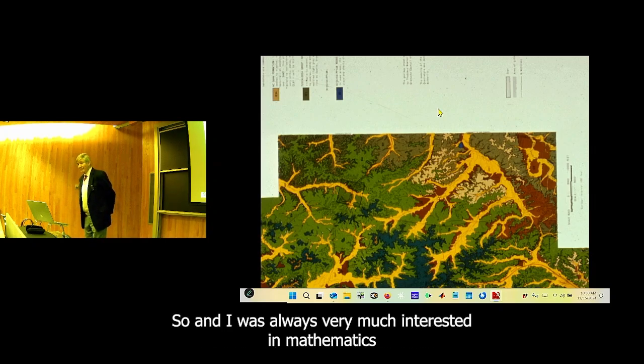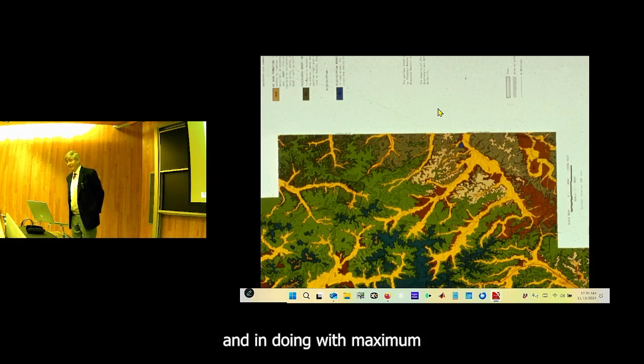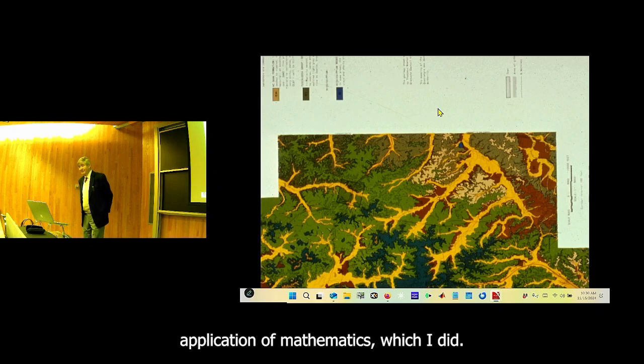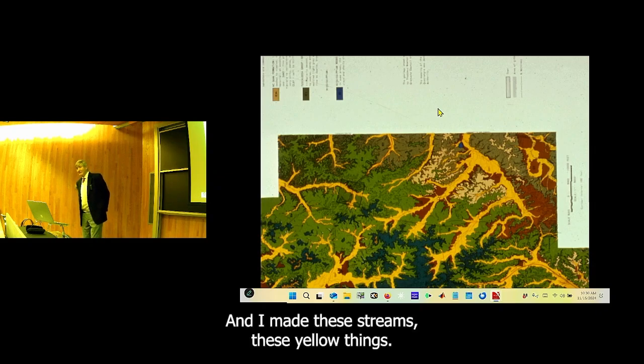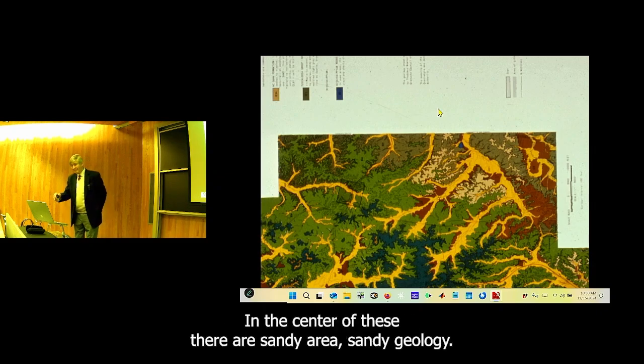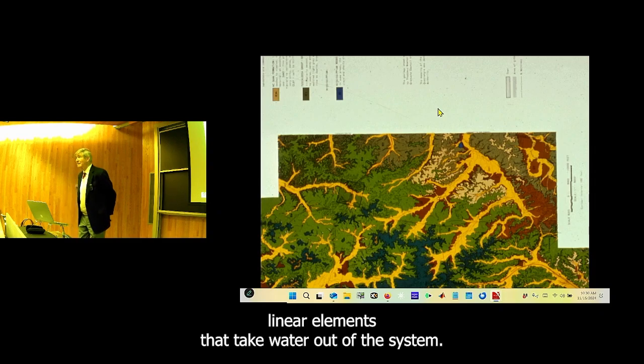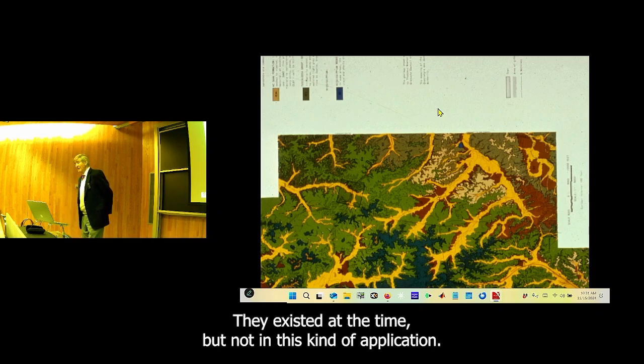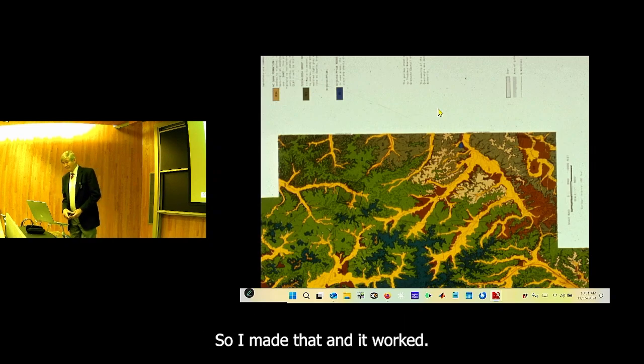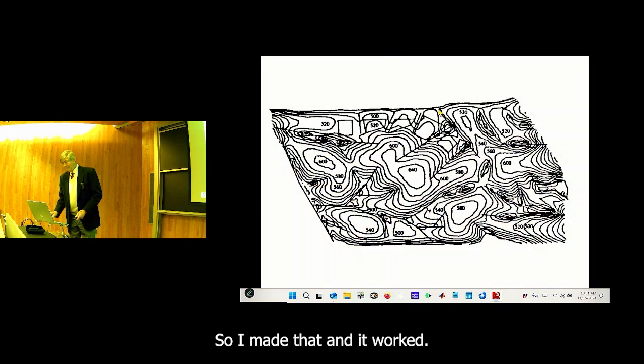So, I was always very much interested in mathematics and in doing groundwater with a maximum application of mathematics, which I did. And I made these streams, these yellow things, and the center of these, they're sandy areas, sandy geology, and I made what's called line sinks, linear elements that take water out of the system. They existed at the time, but not in this kind of application. So I made that, and it worked.